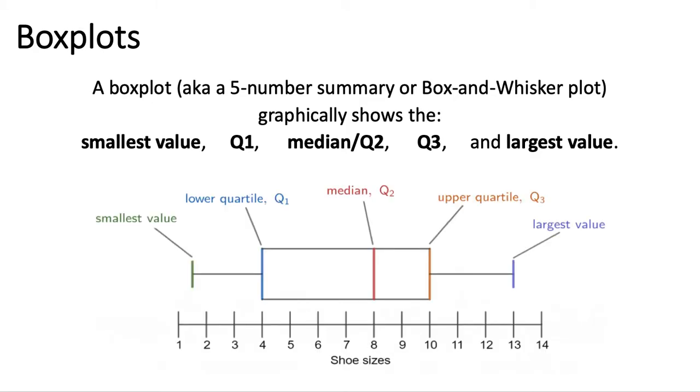This is what a box plot looks like, and the values in this specific data set represent shoe sizes. So by looking at this box plot, I can see the smallest shoe size in the data set was 1.5. The largest shoe size was 13. Q1 in this data set is 4. Q2, or the median, is 8, and Q3 is 10.